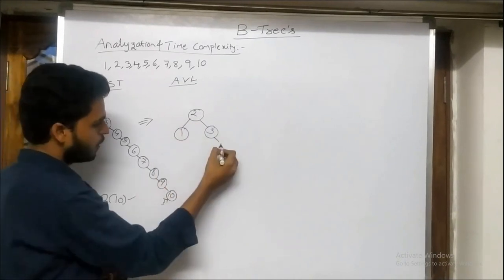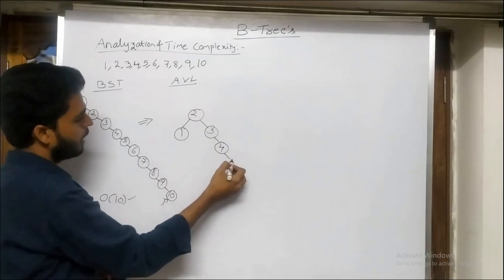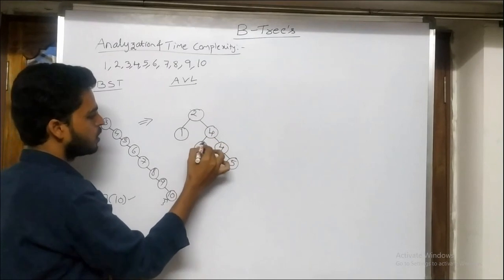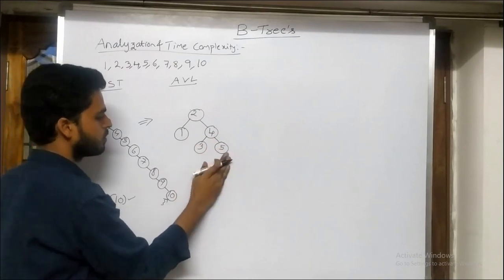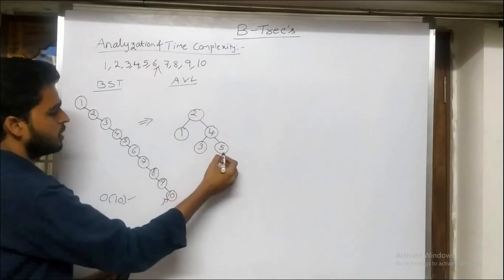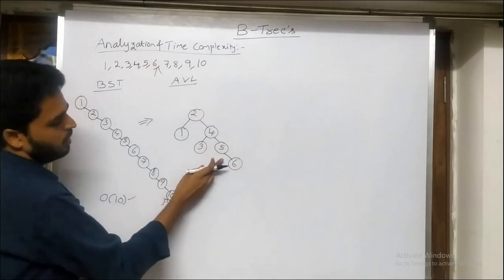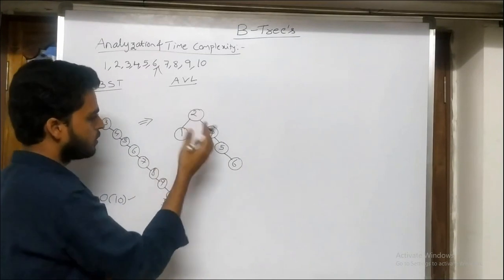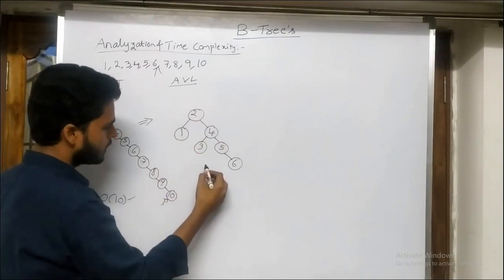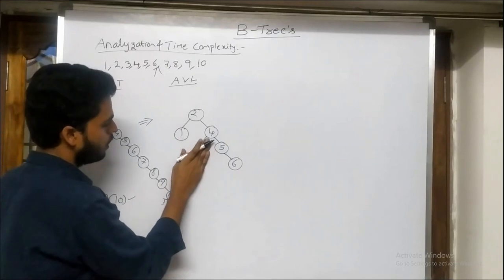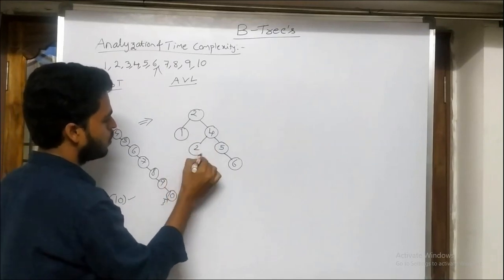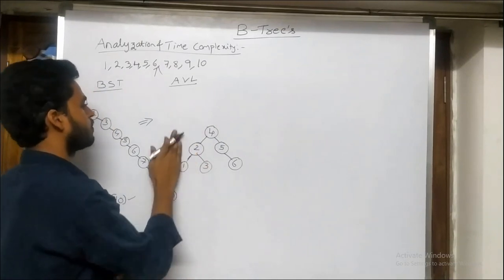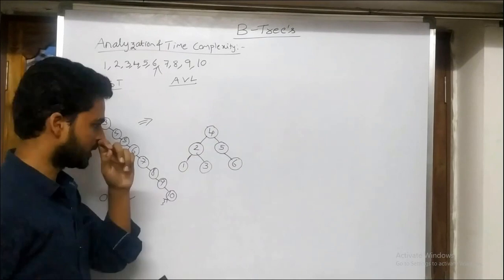Then I will insert 4. If I insert 4, there is no problem. If I insert 5, there is a problem, so I will apply some rule, and my tree structure will look like this. Then I will insert 6. There is a problem, so I am going to rotate this one. When I rotate, my tree structure will look like 4, 2, 1 and 3. If you want, you can draw separately.